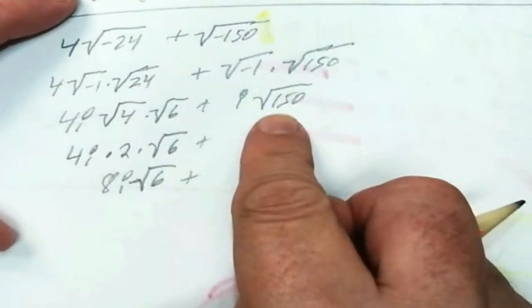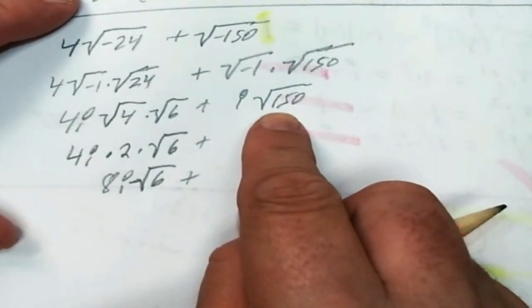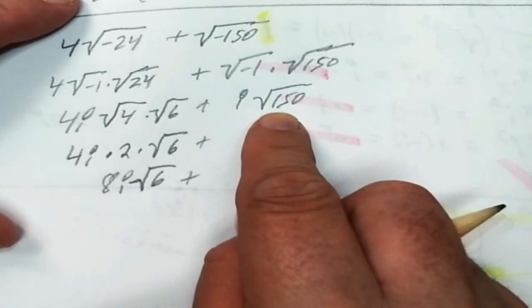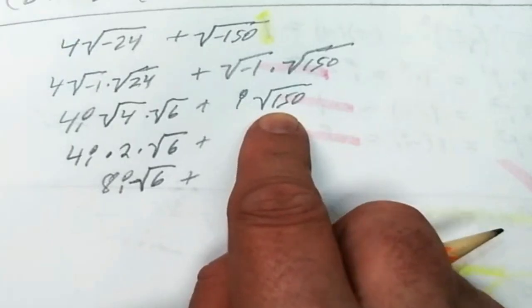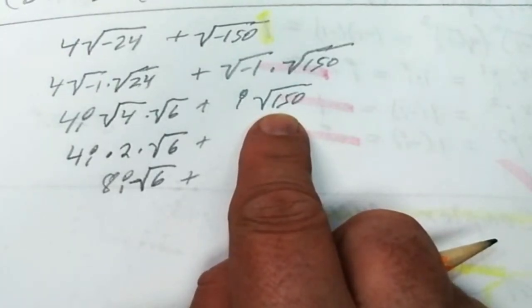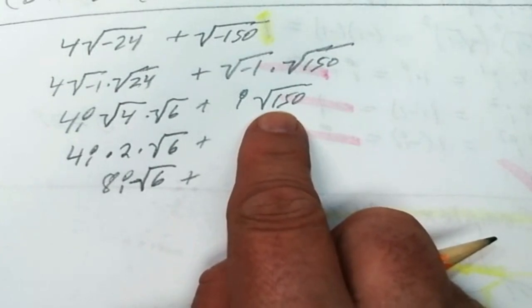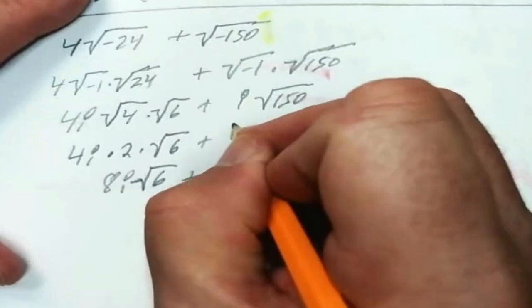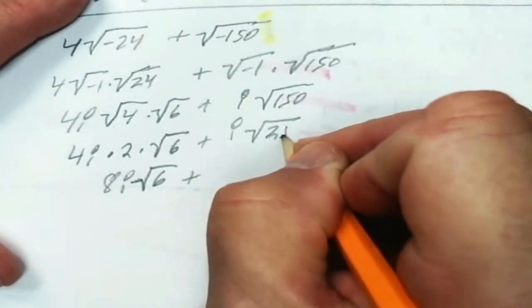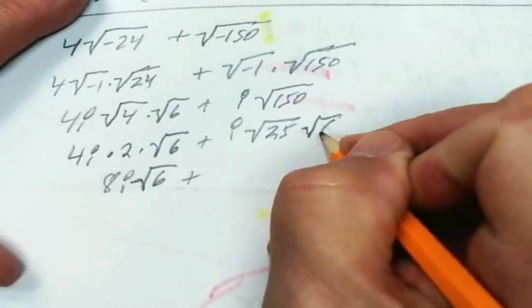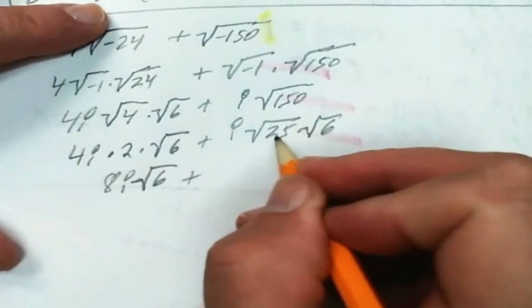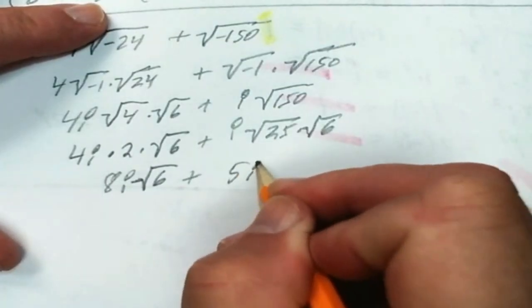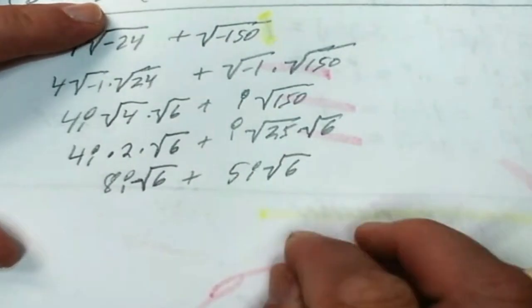The square root of 150, we need to find some numbers that we can pull out of that as a square. Right? So right away I can say, okay, well, that is divisible by 25 because the square root of 25 is 5. So 25 times 6. So this is 5i square root of 6.